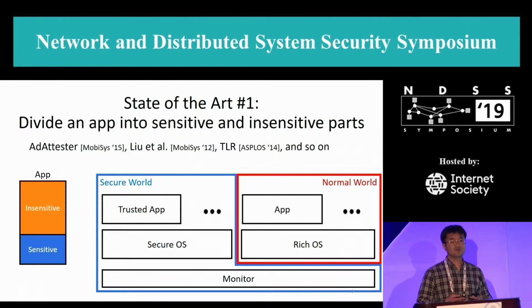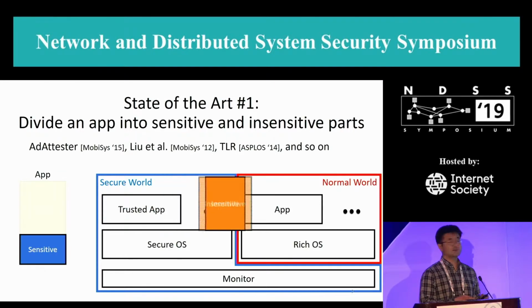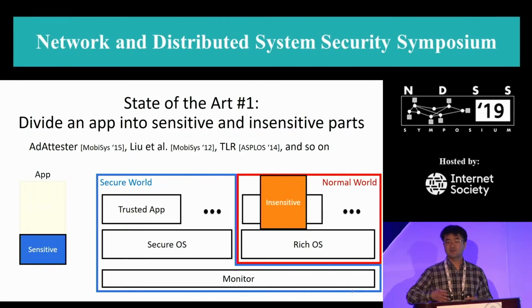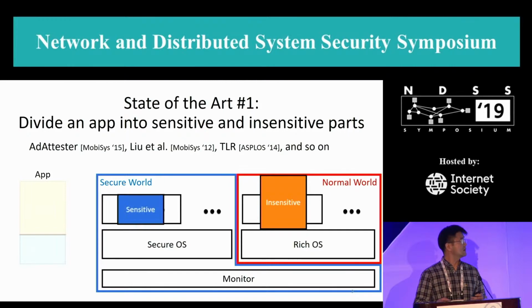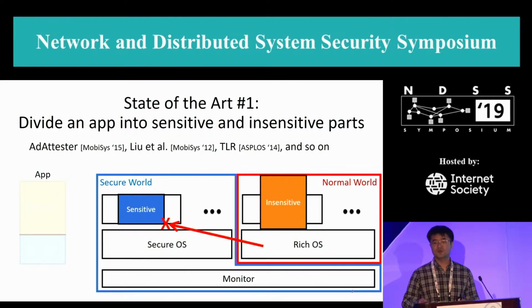Using ARM TrustZone to protect sensitive data is not a new idea. One direction is to separate an application into two parts, the sensitive part and the insensitive part. The insensitive part is shipped to the normal world and runs inside it, and the sensitive part is shipped to the secure world and runs inside it. This is very convenient and very effective because the normal world cannot access the secure world. However, the application has to be modified to adopt this programming model.